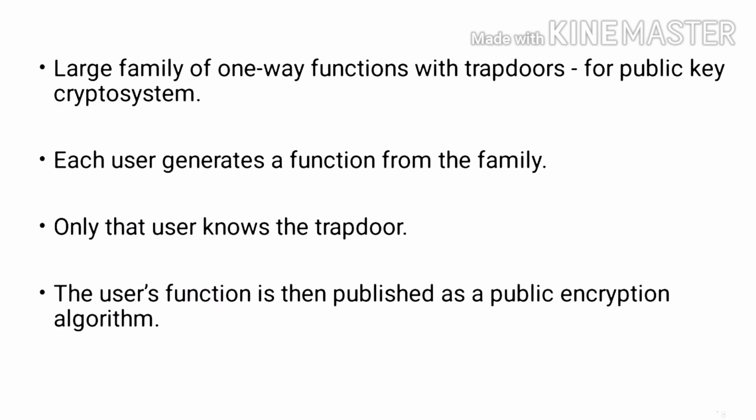If there is a very large family of one-way functions with trapdoors, they can be used to form a public key crypto system. Each user generates a function from the family in such a way that only that user knows the trapdoor. The user's function is then published as a public encryption algorithm. When A wants to send a message M to B, A looks at B's function fb of x and computes y equal to fb of m. A sends y to B. Since B knows the trapdoor for fb of x, B can solve for y equal to fb of m and thus find m.